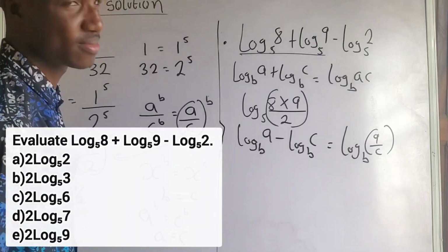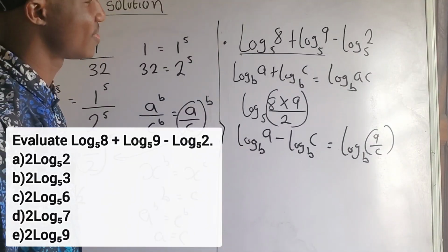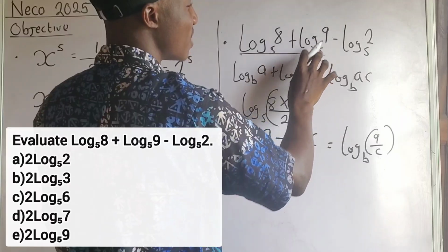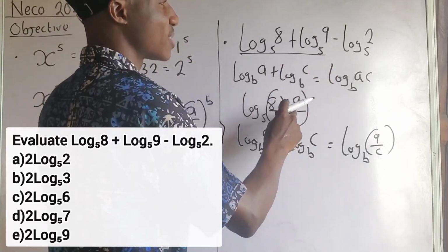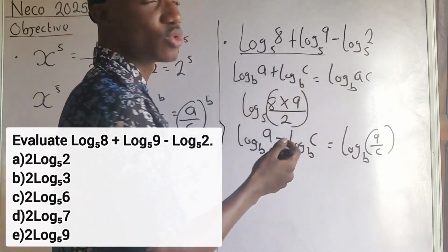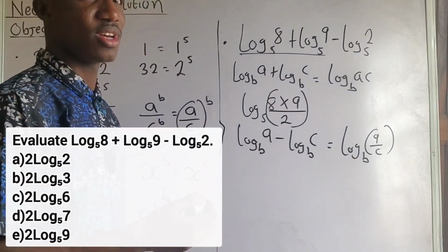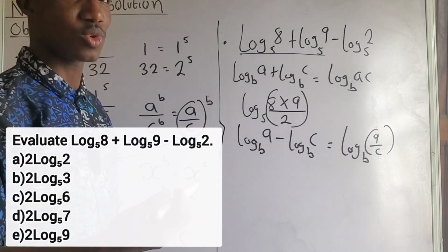Do you get it? Do you know what I did? Log 8 plus log 9 base 5 can be written as log 8 times 9. Now, the minus here we change to division. You understand? Those are basic laws of logarithm. So, if you didn't understand that, you've got to learn it.